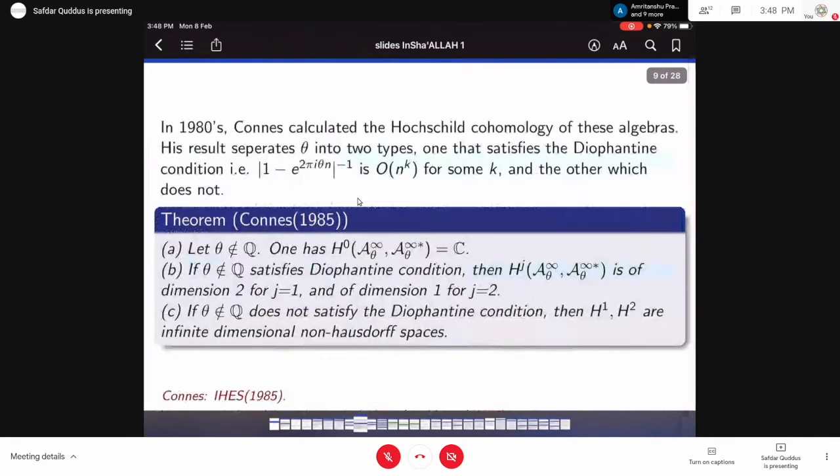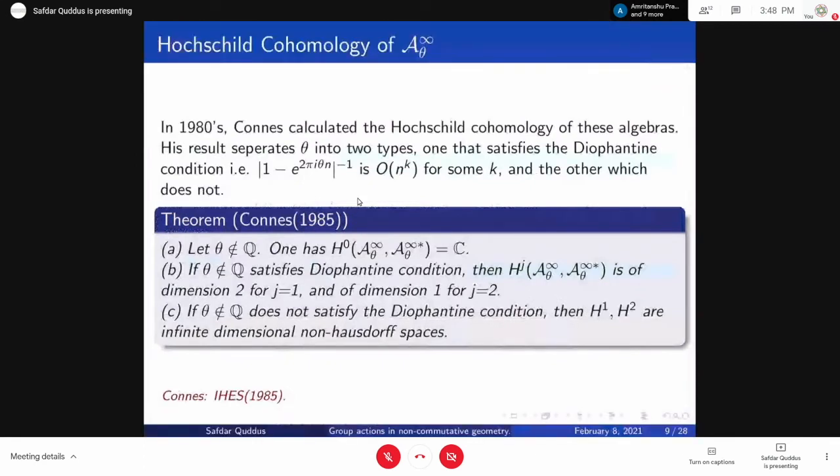Connes also studied this, and he calculated the Hochschild cohomology. In his calculation, the Hochschild homologies of these algebras split into different cases, depending on whether theta satisfies the Diophantine condition or not. When theta satisfied the Diophantine condition, the cohomology groups were those of the classical torus, considering that there are two one-simplexes and one two-simplex. And when theta does not satisfy the Diophantine condition, then those two cohomology groups were infinite dimensional.